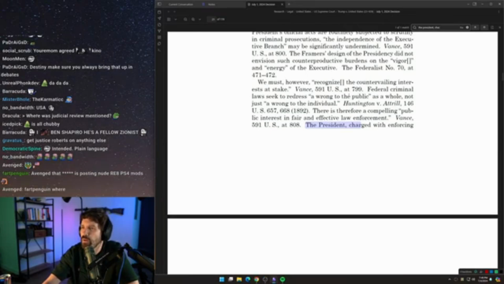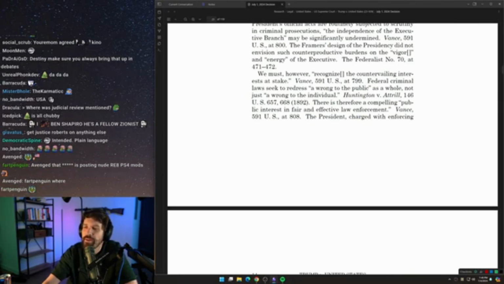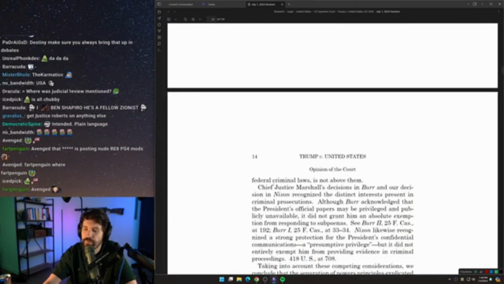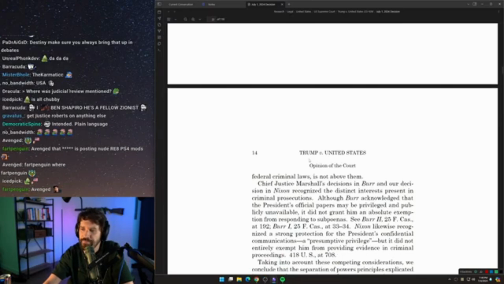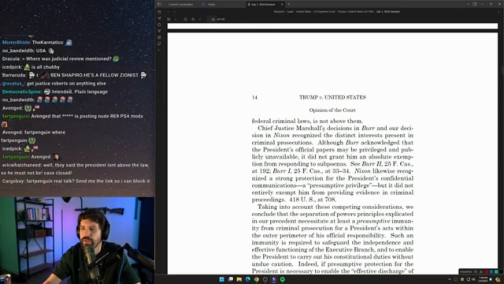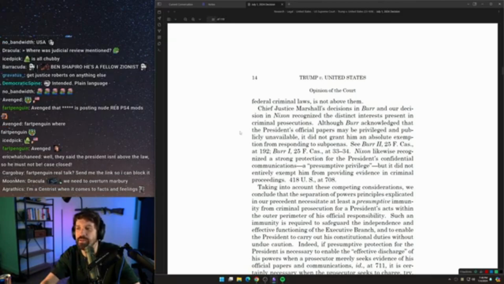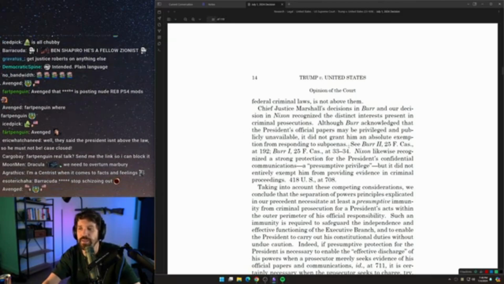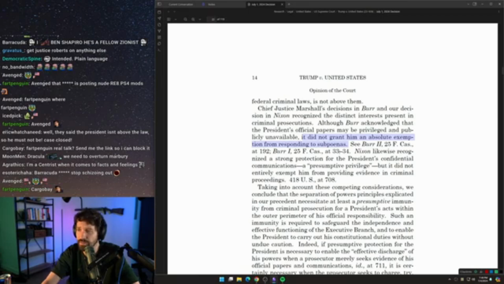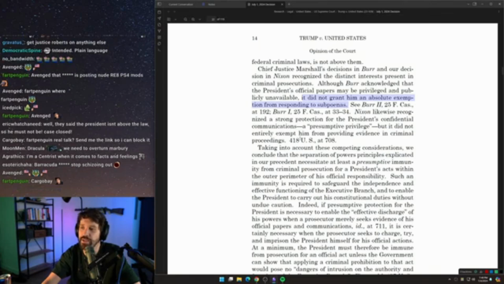Federal criminal law seeks to redress a wrong to the public as a whole. Okay, I'm just going to read this. I don't know if he's going to read past this. There is, therefore, a compelling public interest in fair and effective law enforcement. The president charged with enforcing federal criminal laws is not above them. Chief Justice Marshall's decision in Burr and our decision in Nixon recognized the distinct interests present in criminal prosecutions. Although Burr acknowledged that the president's official papers may be privileged and publicly unavailable, it does not grant him an absolute exemption from responding to subpoenas. So he didn't get an exemption even in responding to subpoenas. Nixon, likewise, recognized a strong protection for the president's confidential communications, a presumptive privilege, but it did not entirely exempt him from providing evidence in criminal proceedings.